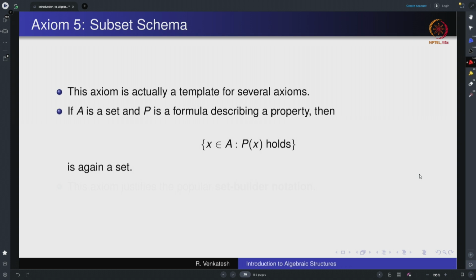Basically, what it says is, if a set capital A is given and P is a formula describing a property, then you collect the elements x from capital A satisfying the property P. That means you collect x in capital A such that P of x holds, and we demand that that is again a set.